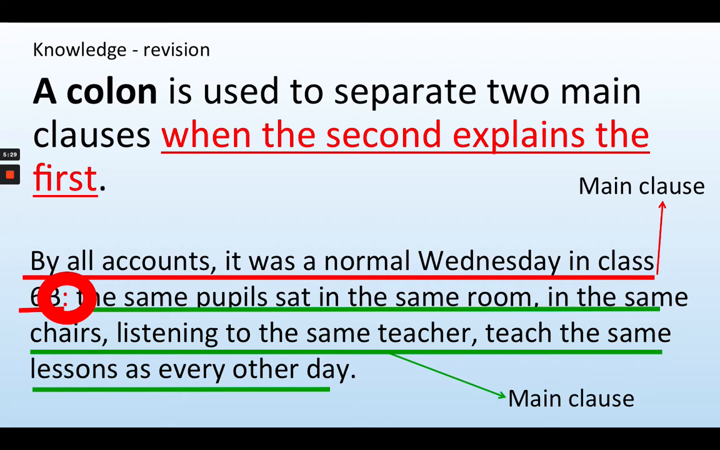Great job. In our example, the first main clause says, by all accounts, it was a normal Wednesday in Class B. How was it normal? Well, the second clause explains how it was normal. The same pupils sat in the same room in the same chairs, listening to the same teacher teach the same lessons as every other day. We have two main clauses. Our second explains the first, so we can join them with a colon.